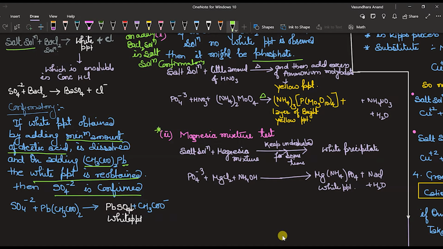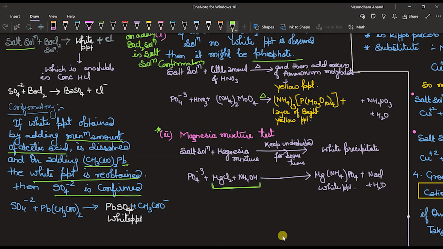So this is the magnesium mixture test. What do we do? We add salt solution and magnesium mixture. MgCl2 plus ammonium hydroxide is the composition for magnesium mixture.